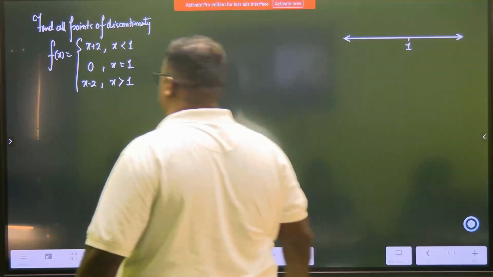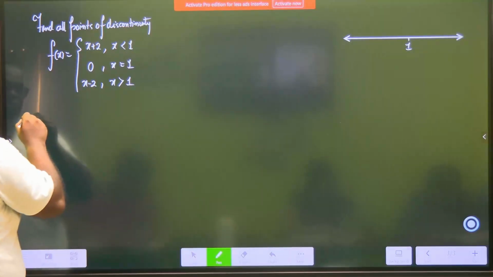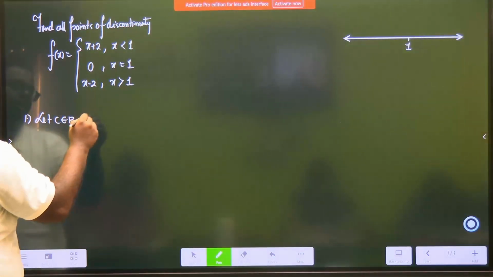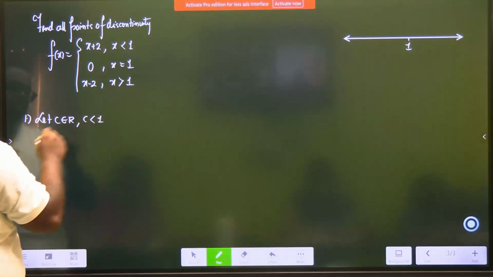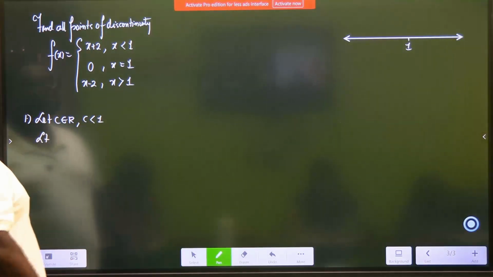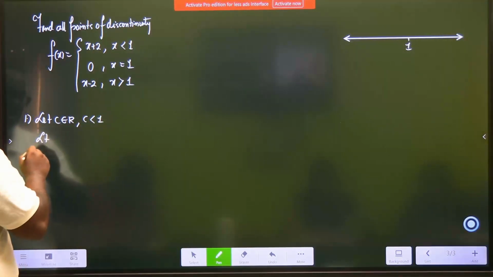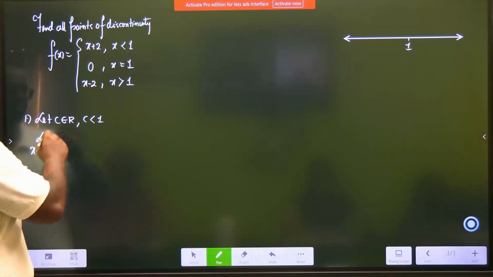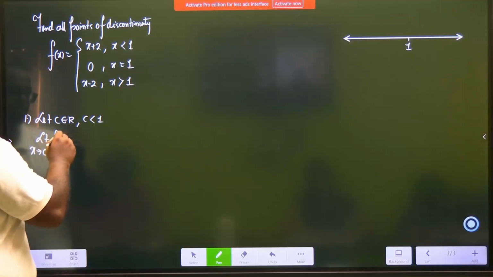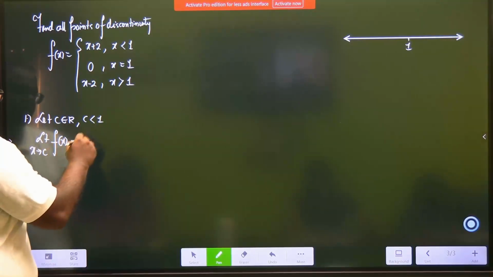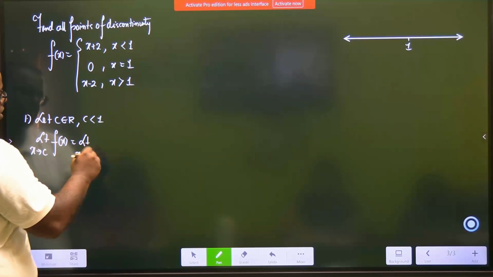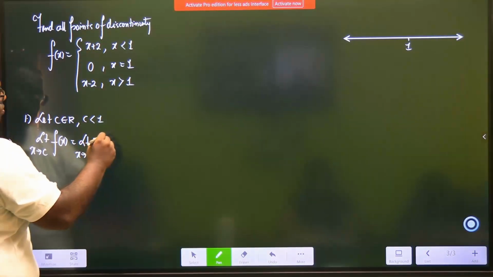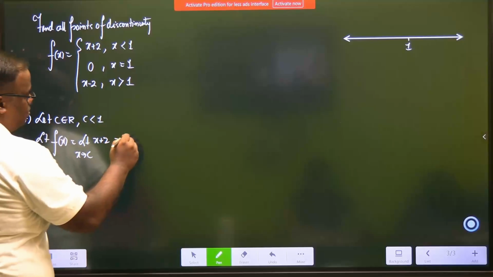So let's check this. Let's take our first case. Let c belong to R and c be less than 1. Limit x tends to c, and we are checking for f(x). So we write limit x tends to c of f(x). Since c is less than 1, we'll take it as x plus 2. So this value becomes equal to c plus 2.